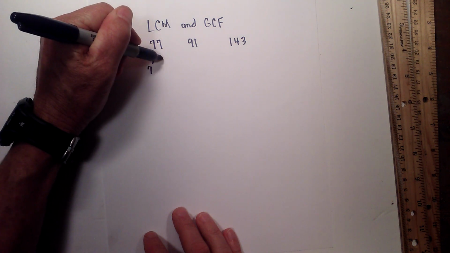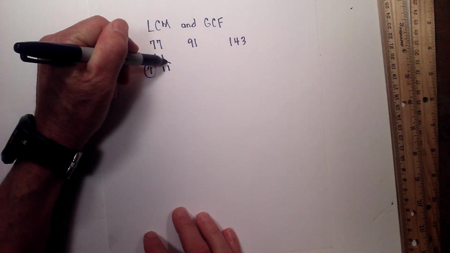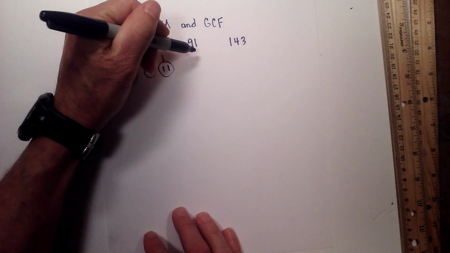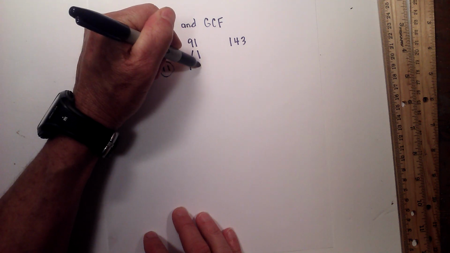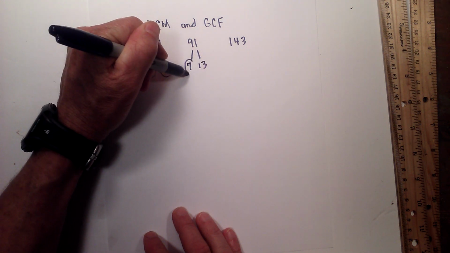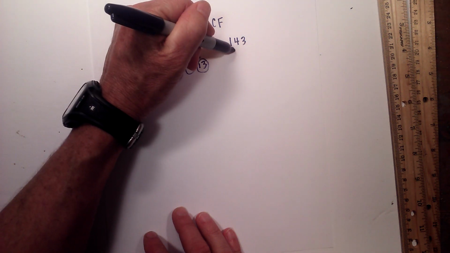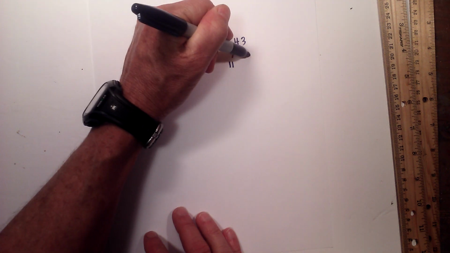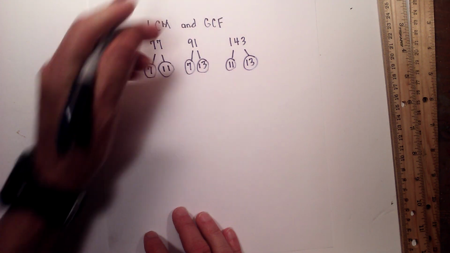7 times 11 equals 77. I will circle both of these because they are prime. Next, 91 is just 7 times 13. I will circle both of these because they are prime. And now 143 is 11 times 13. I will circle both of these because they are prime.